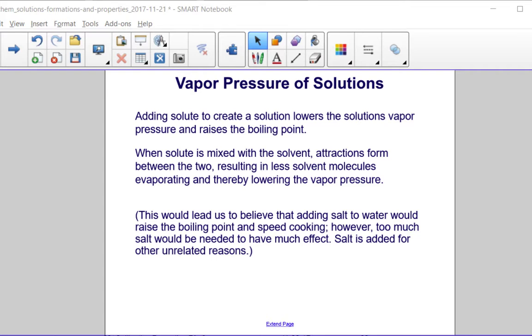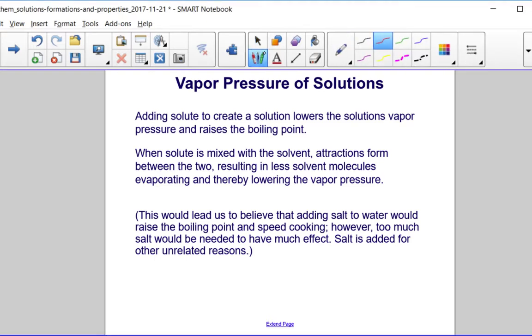Vapor pressure of solutions. Till now, we've been talking about the vapor pressure of just pure liquids. What about when we have a solution? Adding a solute to create a solution lowers the vapor pressure and therefore raises the boiling point. So the key here is that if you add a solute, you lower the vapor pressure.